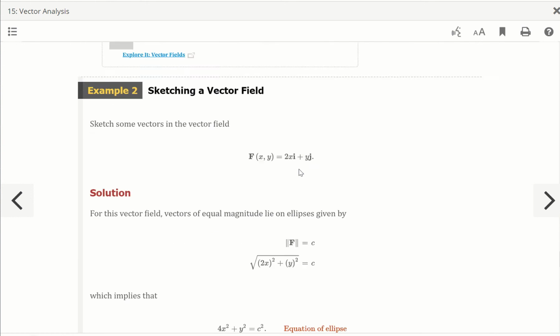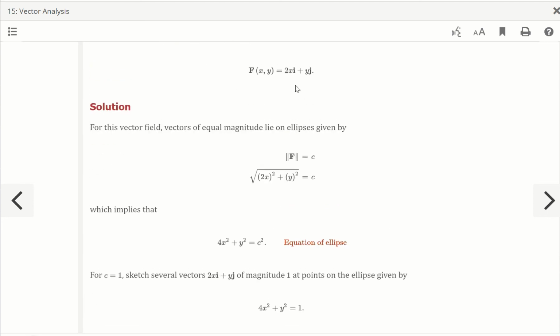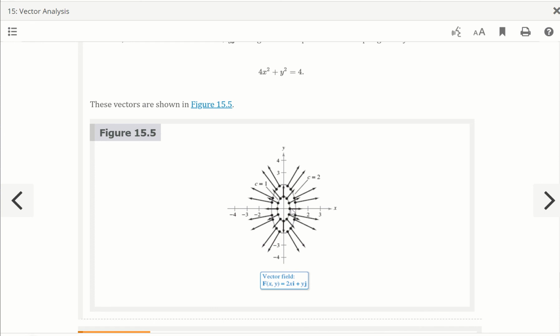You could pick a couple of them and plot them. For example, at the point, let's do (1, 1). At the point (1, 1), we would have the vector 2i plus j. So at (1, 1), if I go over 1 and up 1, I would have a vector that would be pointing 2 to the right and up 1, which would be this one right here.